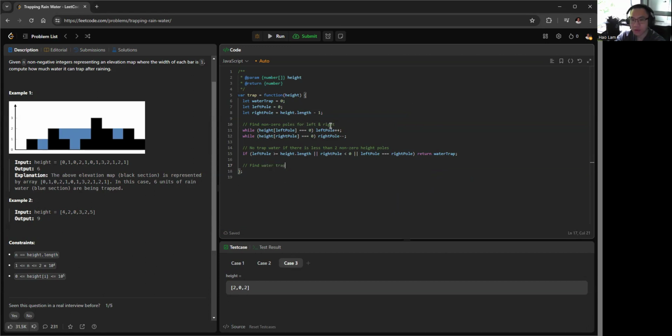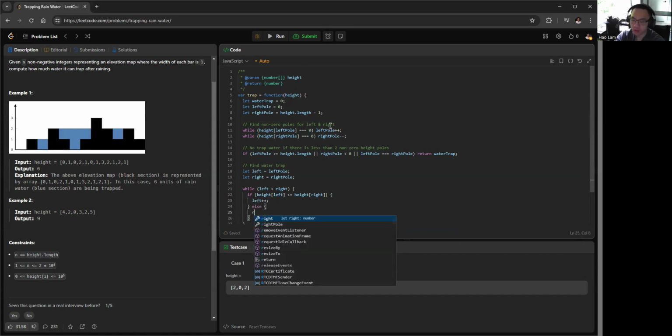We can have our left pointer equal to the left pole, and the right pointer equal to the right pole, and while left is less than right, if the height at left is less than or equal to the height at right, so we always move the shorter one. If it is less than or equal, we move the left. Otherwise, we move the right.